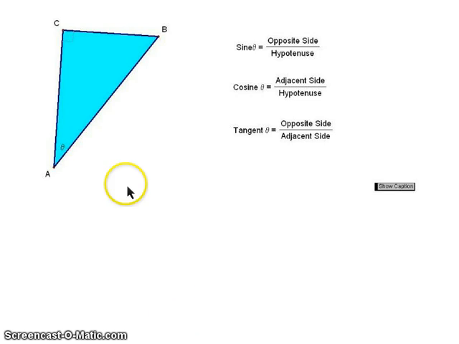Hopefully on your screen you're looking at a bluish triangle marked ABC, and it's a right triangle. I know it's a right triangle because I can see the right angle mark in the corner there, so that tells me it's 90 degrees. A couple things you may notice about this triangle that you may not have before.